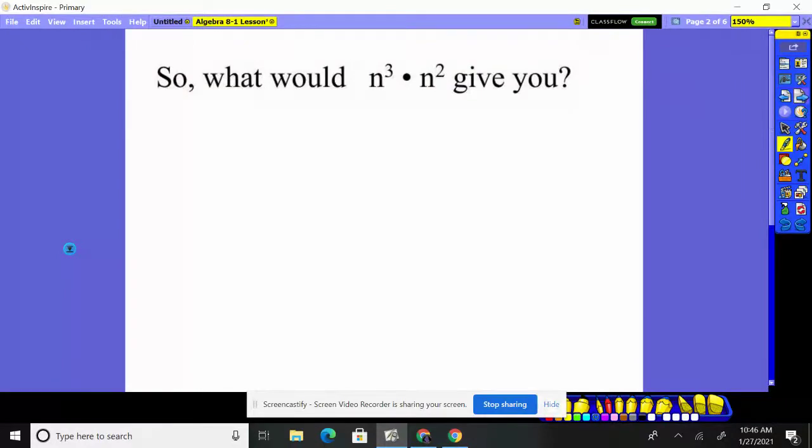So what would n to the third times n to the second give you? If you think what it means, well, what does n to the third mean? It means n times n times n. It means you have 3 of them. And then you're multiplying it by an n squared, which means an n times n. So if on the screen I had n times n times n times n times n, I'd say, hey, what is that the same as? You'd say, oh, Mr. Hickam, that's n to the 5th power. You're right. That's why n to the third times n to the second gives us n to the 5th.